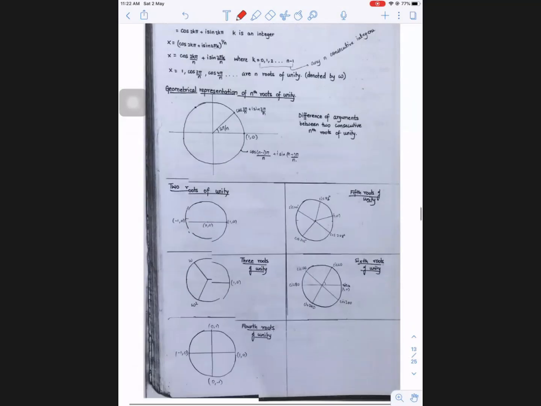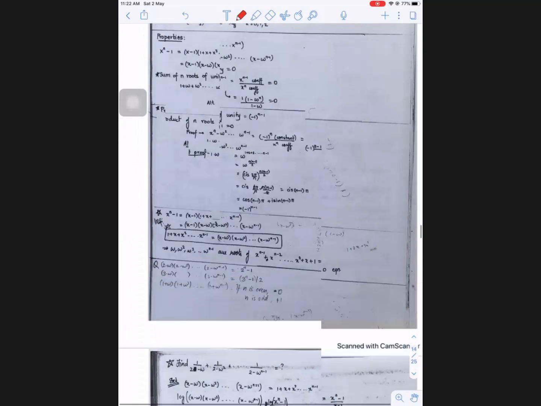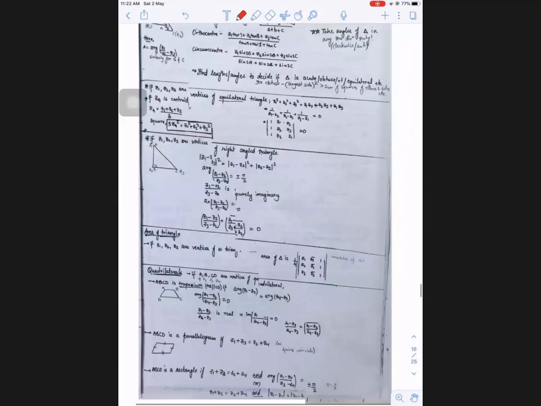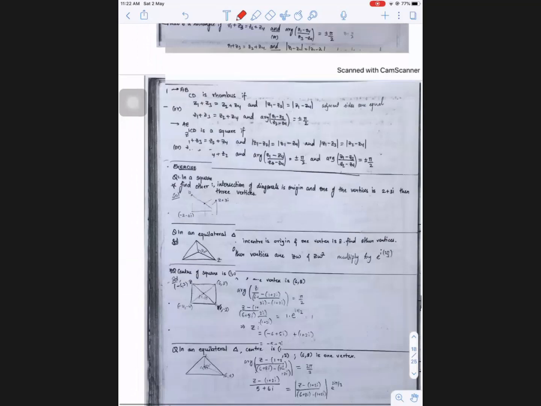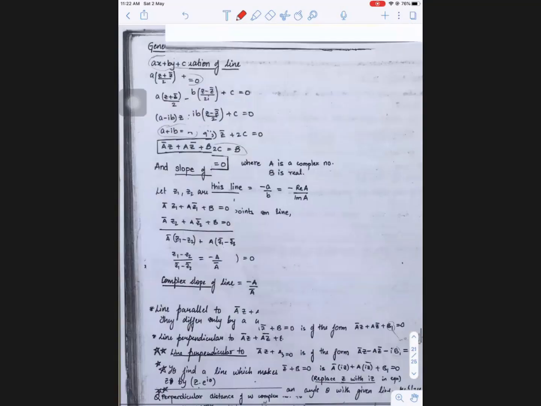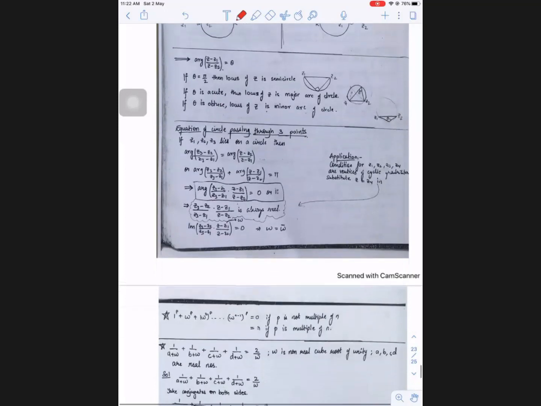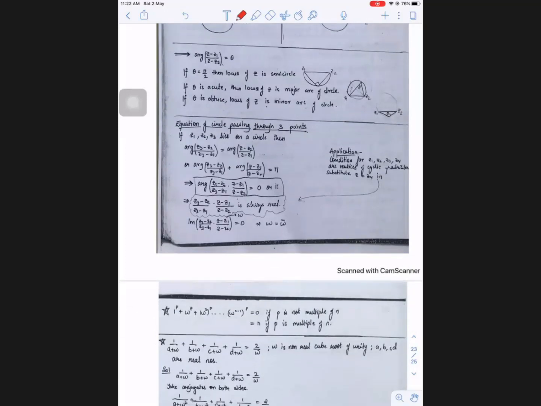Next, after that, we'll discuss nth roots of unity. Many applications are there for nth roots of unity, but all those questions we'll discuss in the next class. Next, geometry of complex numbers. I'll try to complete this part on Monday. Many things are there, like complex slope. So from de Moivre's theorem onwards, I will discuss that part in the next class.